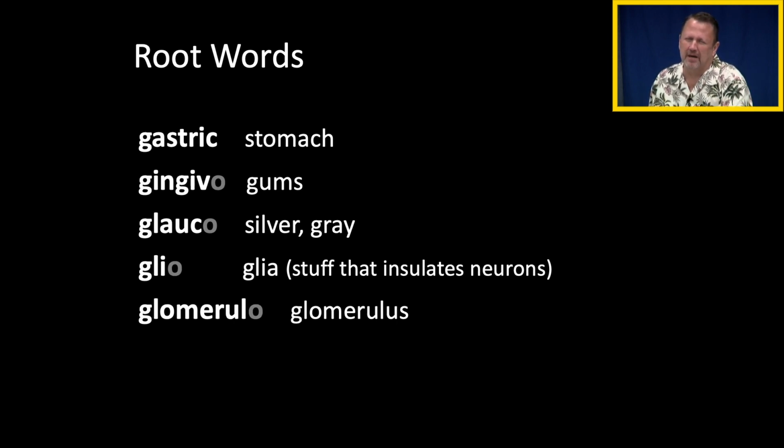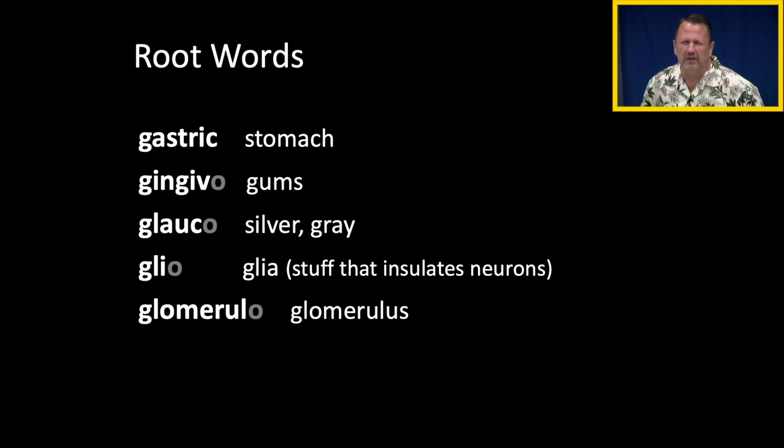Gastro refers to the stomach. Gingivo refers to the gums. Gingivitis is an inflammation of the gums due to lack of cleaning and toothbrushing. Glauco refers to a gray or silver color. And so with glaucoma, well, you know what, we're going to talk about glaucoma when we get to hypertension. I don't want to talk about that now.